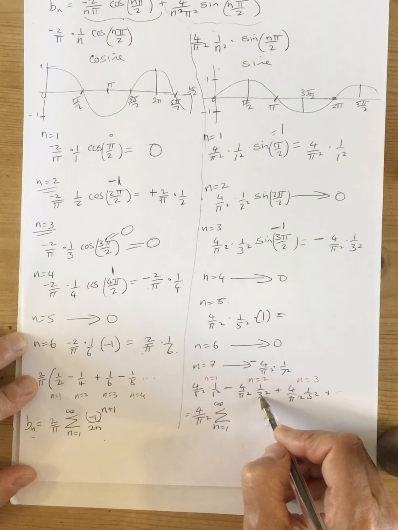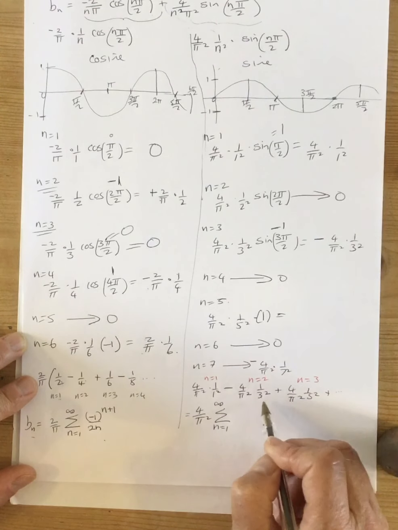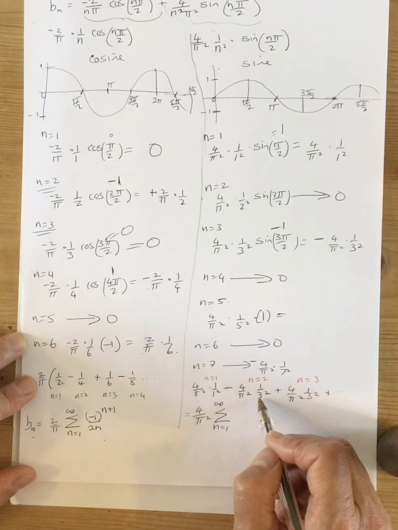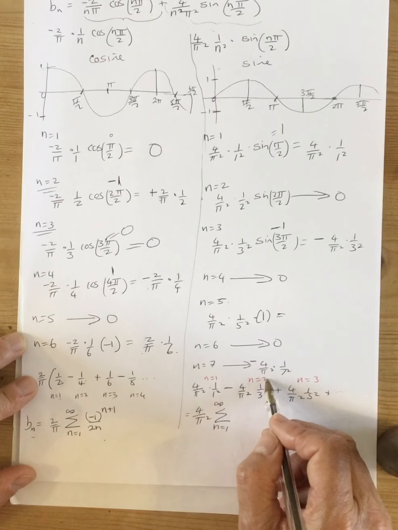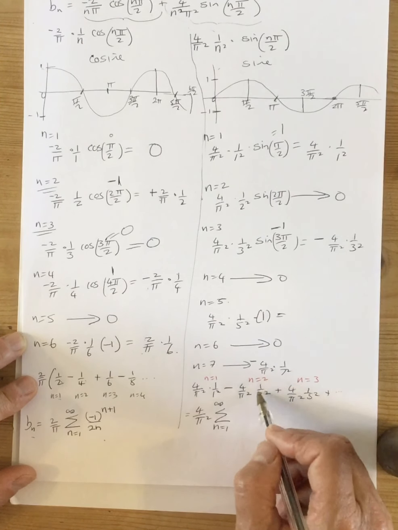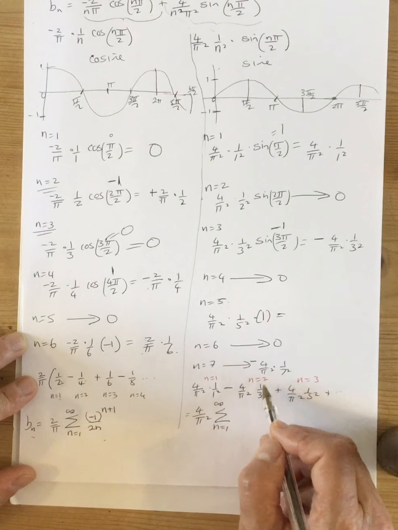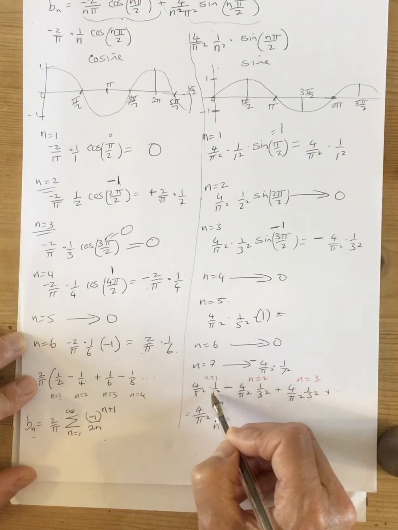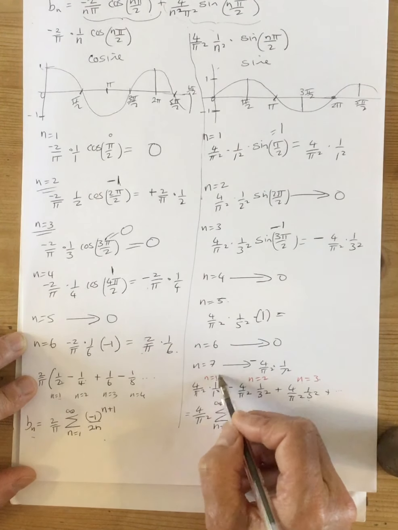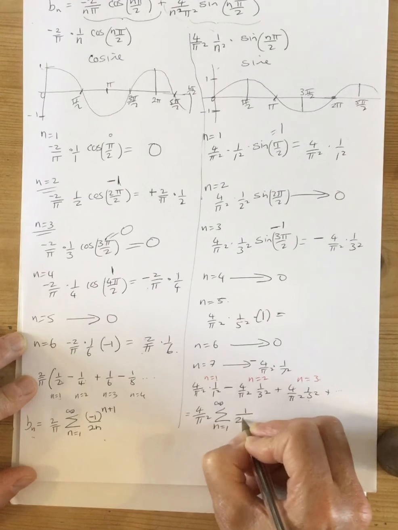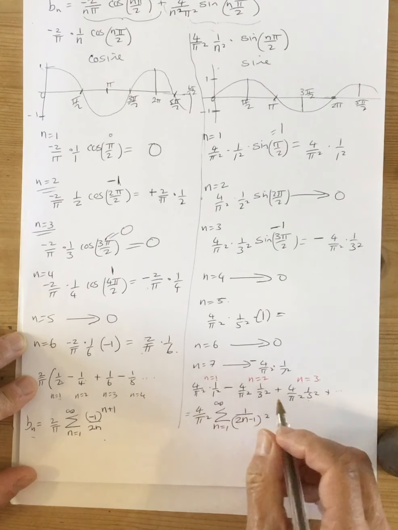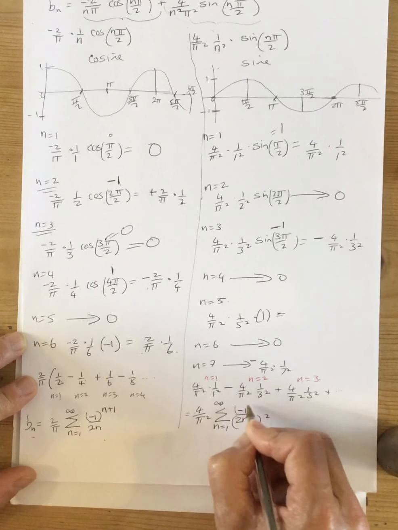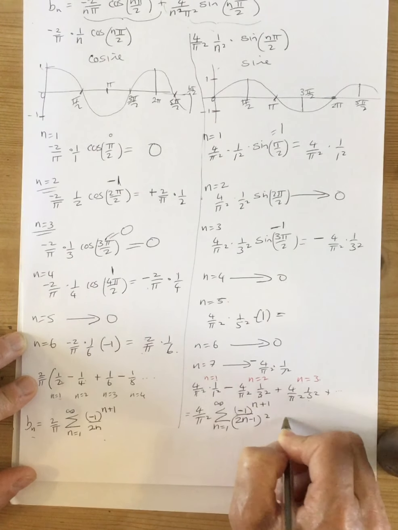2n, that's 2 3s are 6 minus 1. Yes, 2 2s minus 1. Oh yeah, n is 2, so we'll have 2 2s are 4 minus 1 is 3. N is 3, 2 3s are 6 minus 1 is 5. N is 1, 2 1s are 2 minus 1 is 1. So it's going to be 1 over 2n minus 1 squared. But again, the signs are flipping. Plus minus plus minus, that'll be minus 1 to the n plus 1.